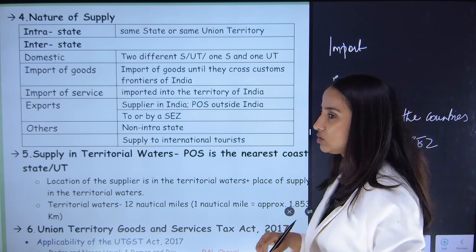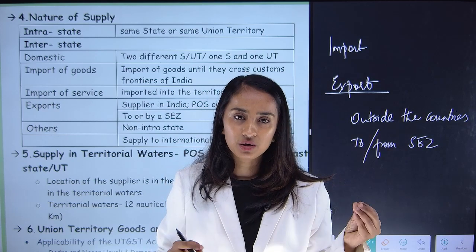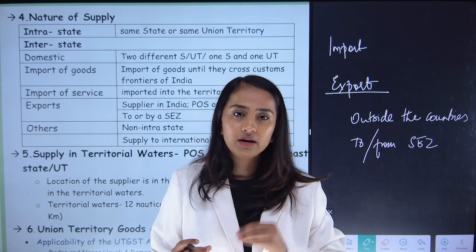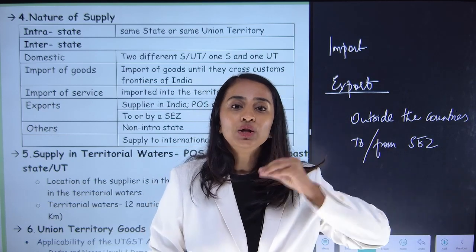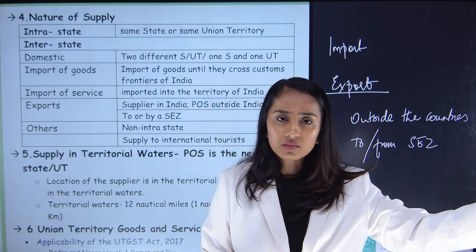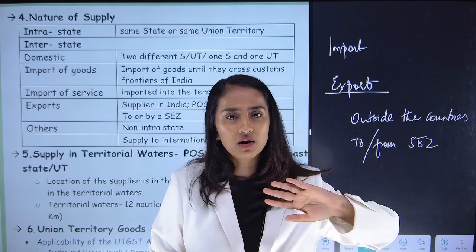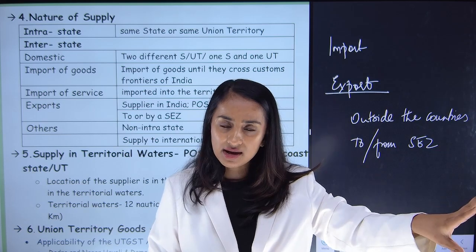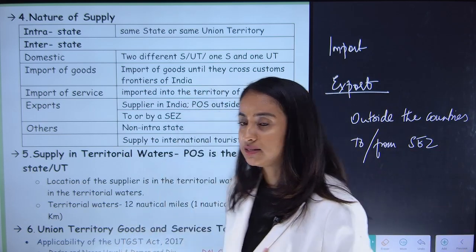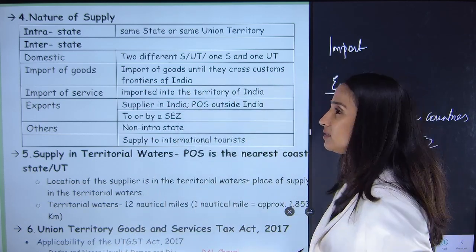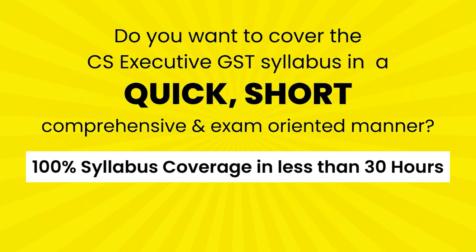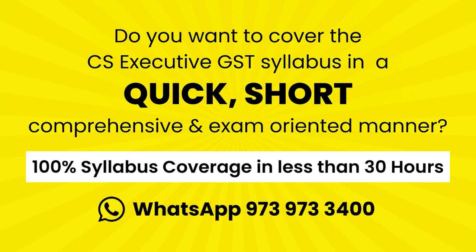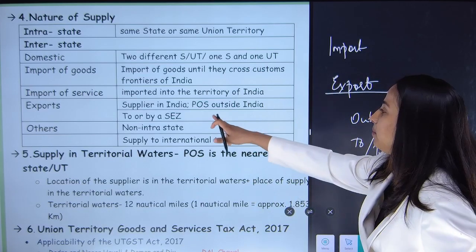SEZ means special economic zone. If at all, let's say there's some special economic zone in Kandla, Gujarat. From Karnataka, you sold something to Kandla. Kandla is outside the state, all that is fine. But since it's in a SEZ, still it will be an interstate sale. Let's say same, you're a supplier in Ahmedabad. Now you sold to Kandla. Kandla is also in Gujarat, Ahmedabad is also in Gujarat. So even though it is the same state, this is to an SEZ, so it will be constituted as an interstate supply. Please get this right. To and by an SEZ.